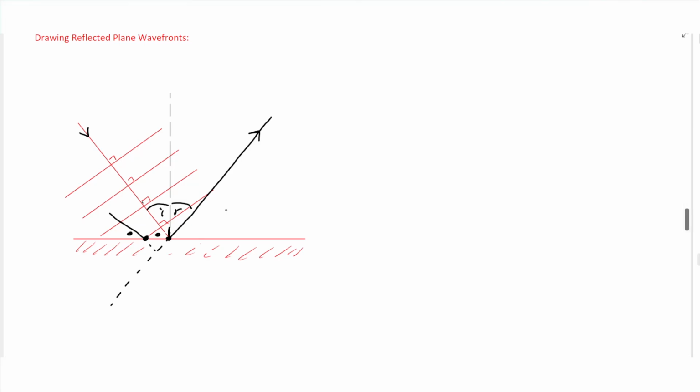If you have another wavefront that hits the surface, the reflection would be like this, perpendicular to the direction of the reflected wave. If you have another one, the reflected wavefront will be like this. So this is how you draw the reflection. You use a protractor to actually measure the angles. The angles between the wavefronts and the surface are the same before and after, but in the opposite direction.